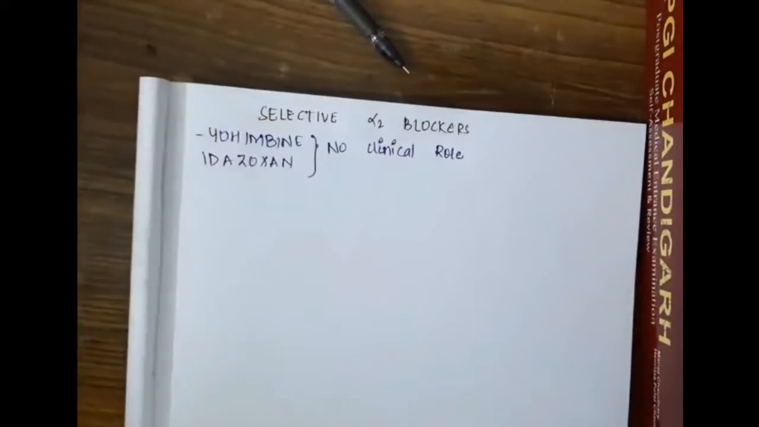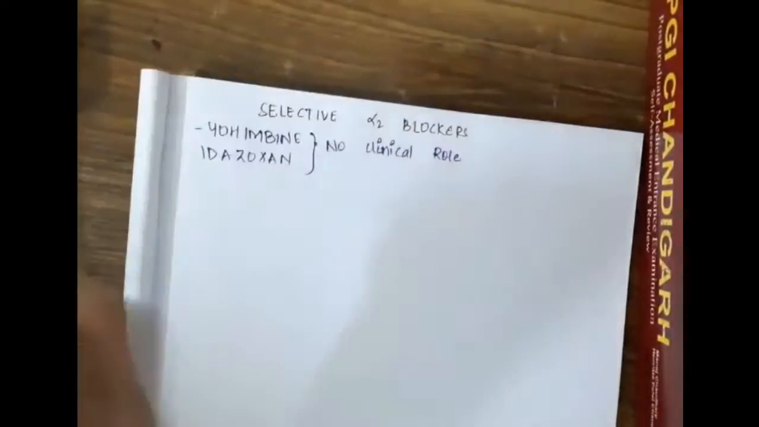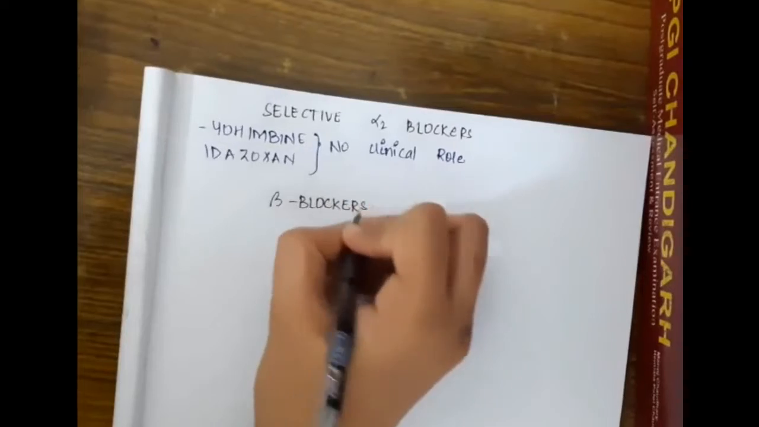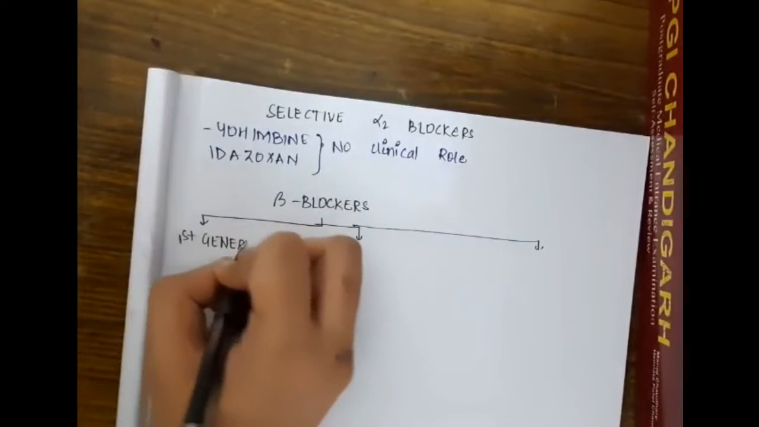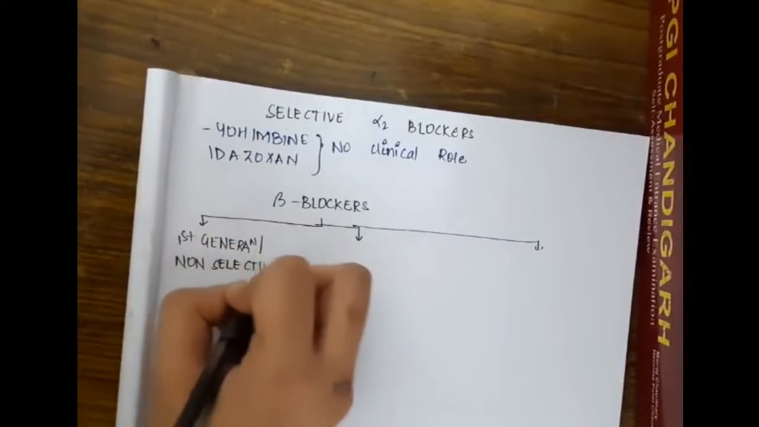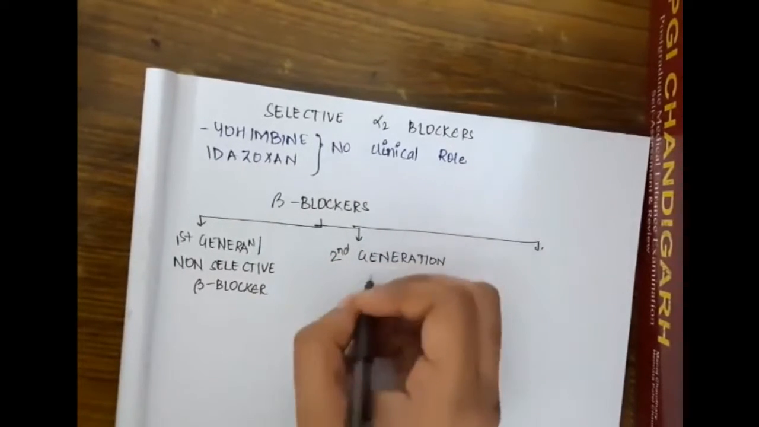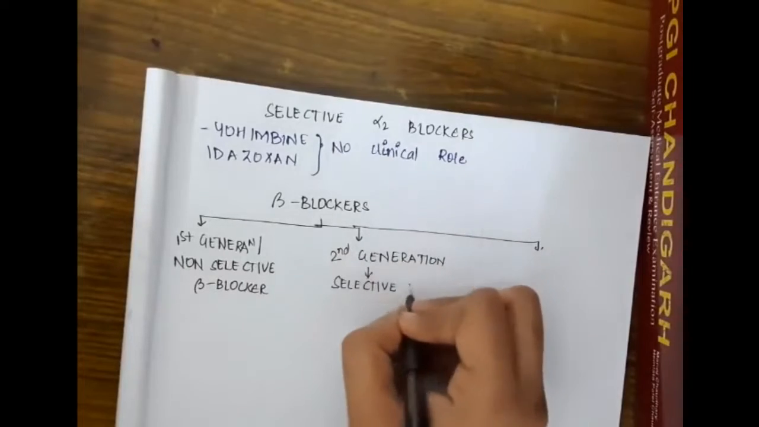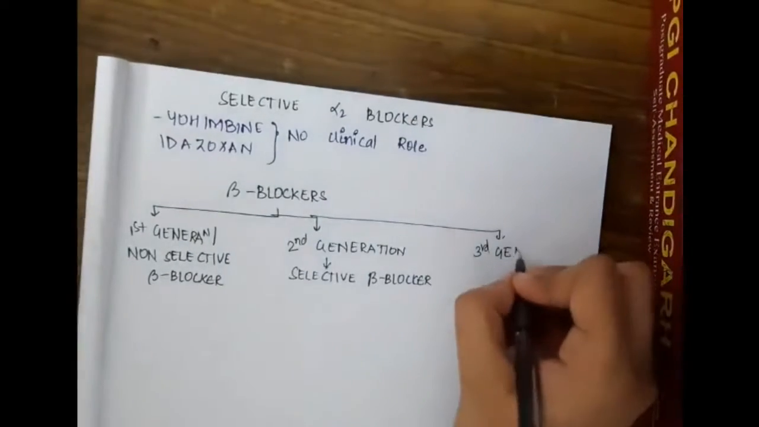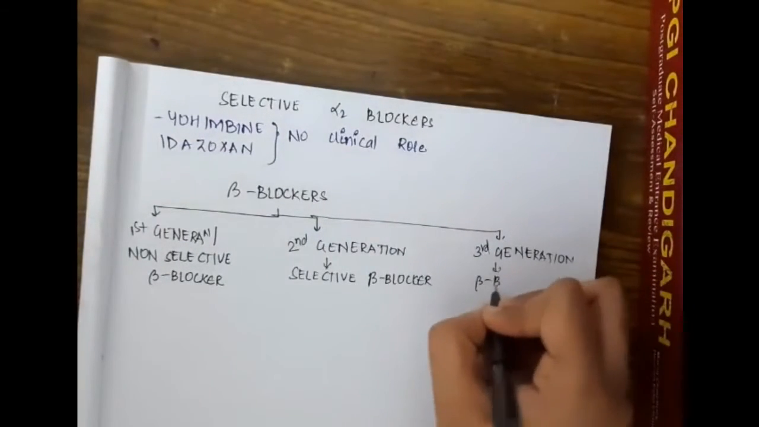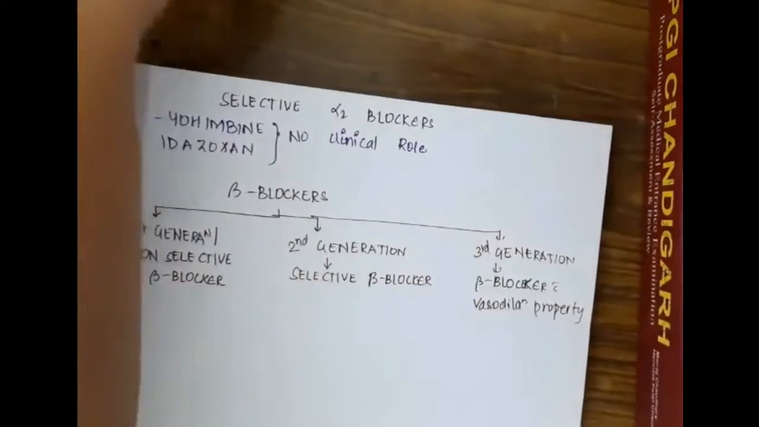Hello friends, let us now learn some important topic. The next important topic is the beta blocker. The beta blockers are divided into three generations. First generation beta blocker, which is non-selective beta blocker. Then we have second generation beta blocker, which is selective beta blocker. Then we have third generation beta blocker, which includes beta blocker with vasodilatation property.